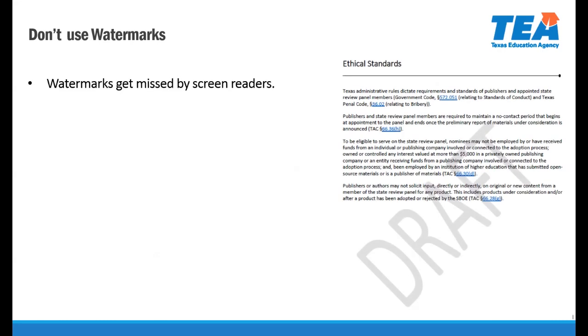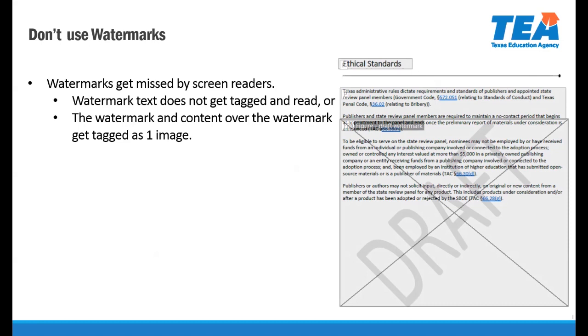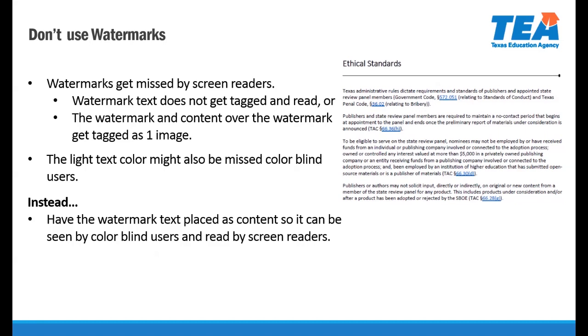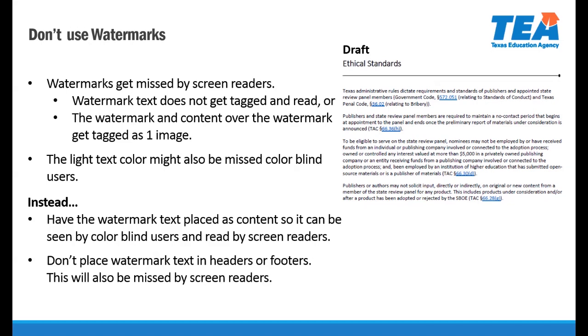Don't use watermarks. Watermarks get missed by screen readers. The text of the watermark does not get tagged and read, or sometimes the watermark and the content over the watermark get tagged as one image. Also, the light text color of the watermark might be missed by colorblind users. Instead, have the watermark text placed as content so it can be seen by colorblind users and read by screen readers. Don't place watermark text in headers or footers.